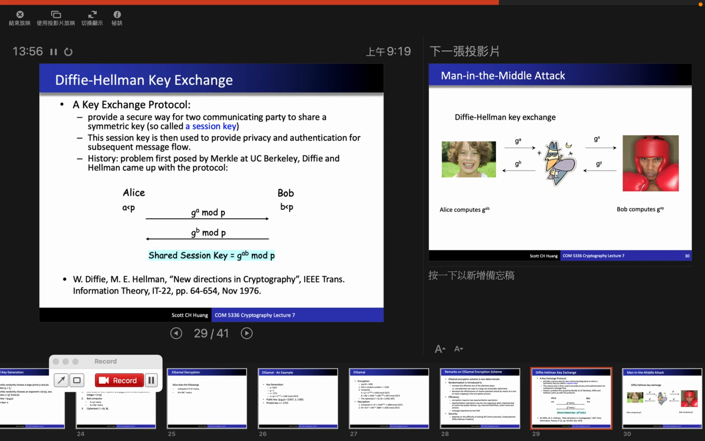Okay. Actually, to get this G to the AB, you either have G to the A and then you raise to the power of B. This is Bob's way. Bob receives G to the A and then does this. Or you start from G to the B and then raise to the power of A. These are the only two ways that you get G to the AB. There are no other ways, unless you solve the discrete log problem.